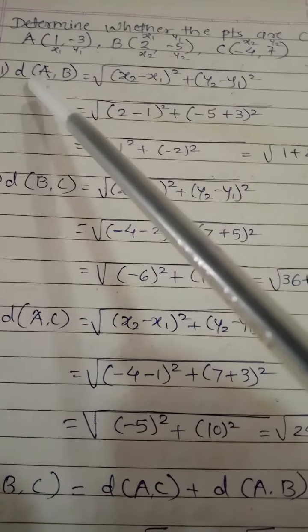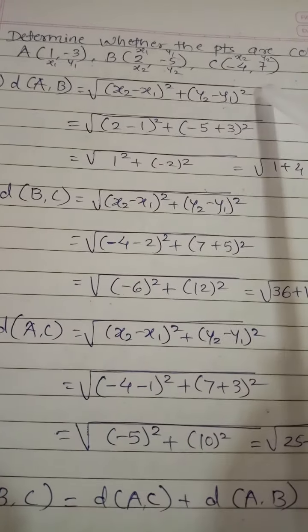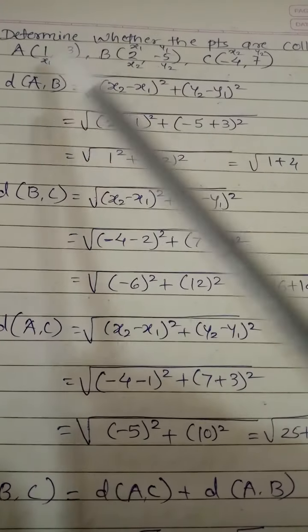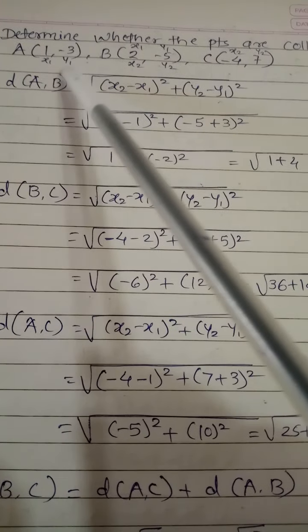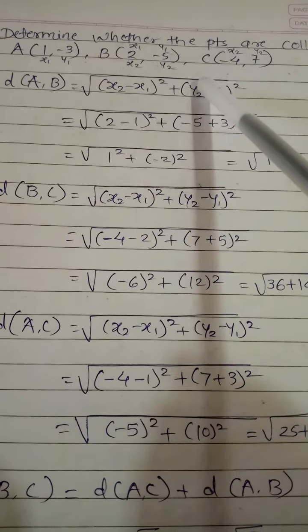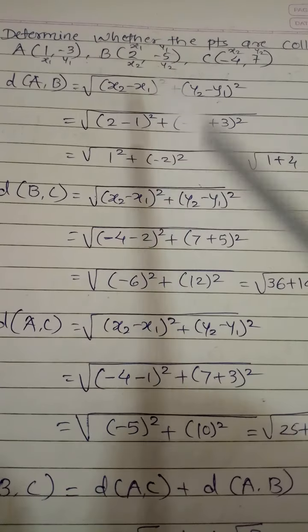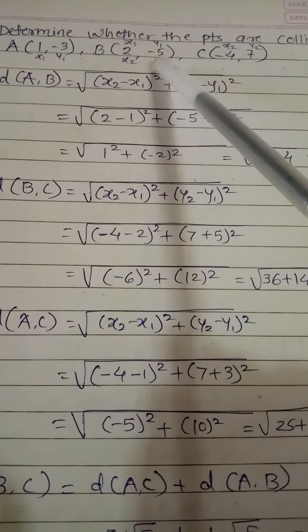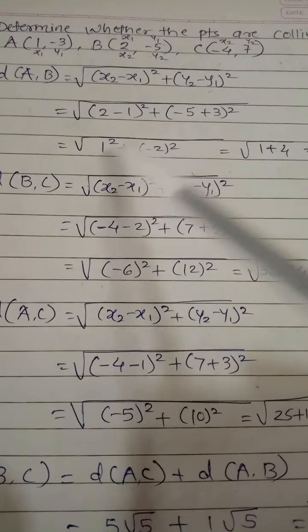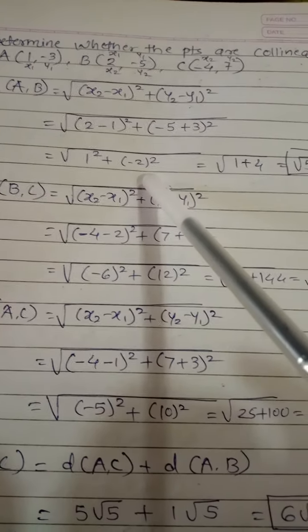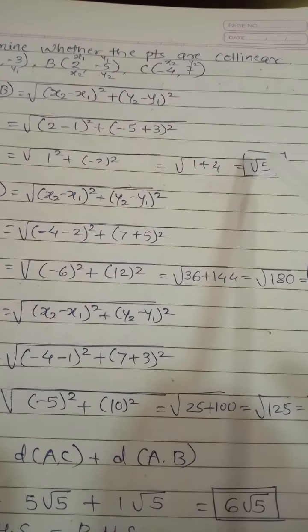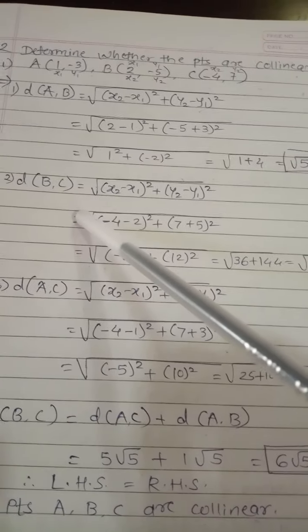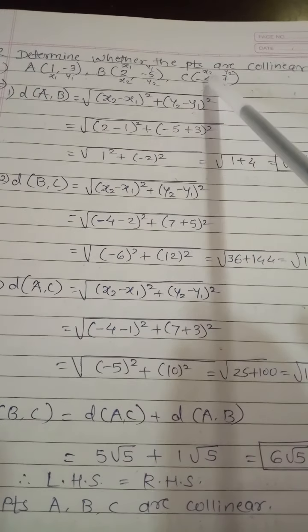So we are going to find distance AB using the same formula, root of (x2 minus x1) square plus (y2 minus y1) square. For A we consider x1, y1 and for B x2, y2. Putting in the values, 2 minus 1, whole square, and y2, that is minus 5 minus (minus 3), whole square. By solving this we get 1 plus 4, that is root 5, which is the answer for distance AB. Now we are going to solve distance BC.